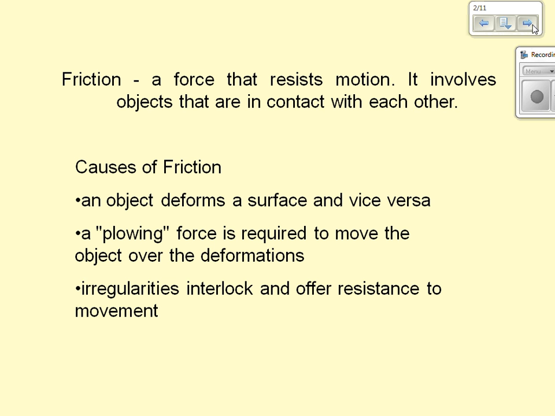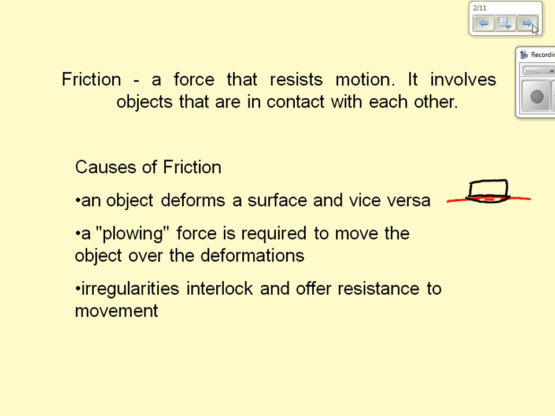Some causes of friction. They believe, now actually there's a bit of a dispute, they're not entirely 100% sure of exactly how friction works. They believe that an object actually deforms a surface and vice versa. So my binder full of lovely notes there is actually making a little sort of indentation in the table. Okay, so it's sort of sitting in a little hollow. There's some dispute over that. Yeah, that's actually true too. So what they're saying is that there's sort of a little hollow here.